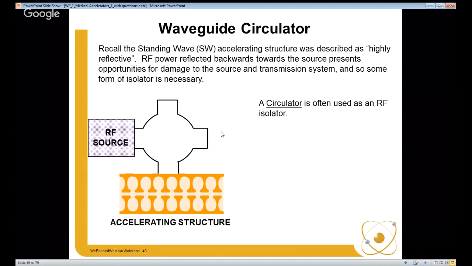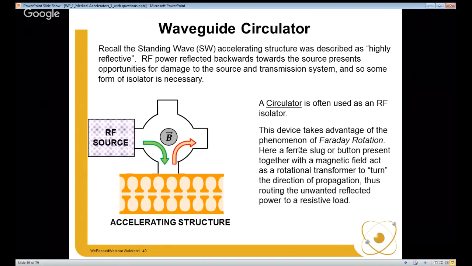Now, this is simply a junction of several RF waveguides with a central ferrite placed in the middle of it. It's really a ferrite with a magnet. So we've got a magnetic field into or out of the page. And ferrite and the magnetic field together give us a thing called Faraday rotation. And it simply acts as a rotational transform for the electromagnetic wave coming from the RF source. It makes it turn right. And it makes the reflected power turn right.